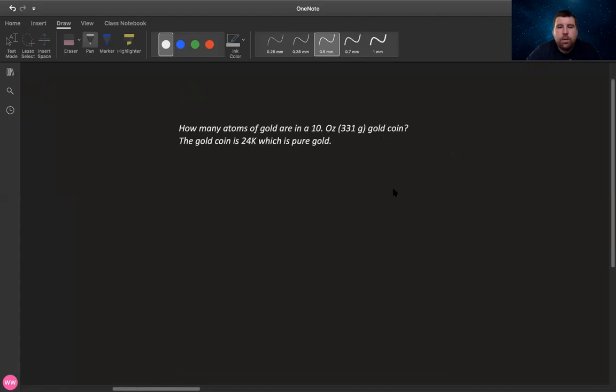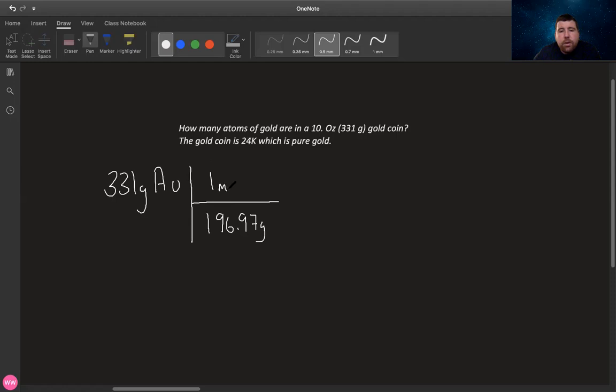How many atoms of gold are in a 10-ounce gold coin? The gold coin is going to be 24 karat gold, which is basically just telling us that it's pure gold. Luckily, I don't have to do the conversion factor between ounces and grams because it's provided for us here. So we're just going to get started by writing out the amount of gold that I have to convert, which is 331 grams of Au. If you're looking at that mole map, we're starting on the right-hand side, going from grams. First, we're going to convert into moles, and the way we do that is using the molar mass. If you look at your periodic table, the molar mass for gold is 196.97 grams for every 1 mole.